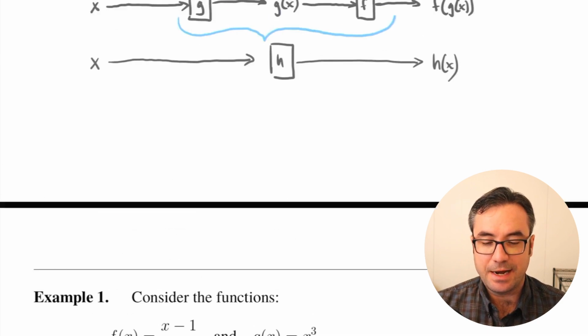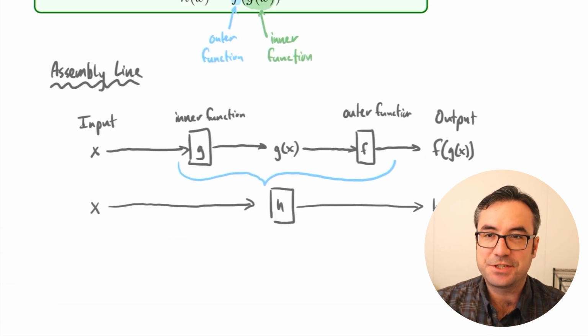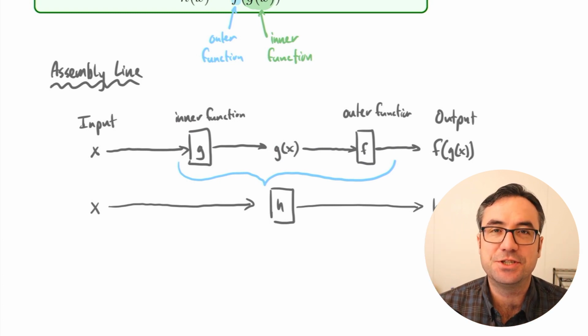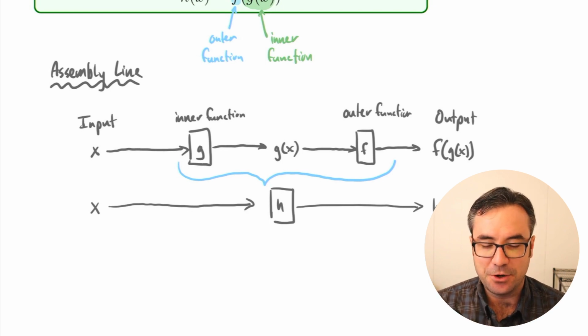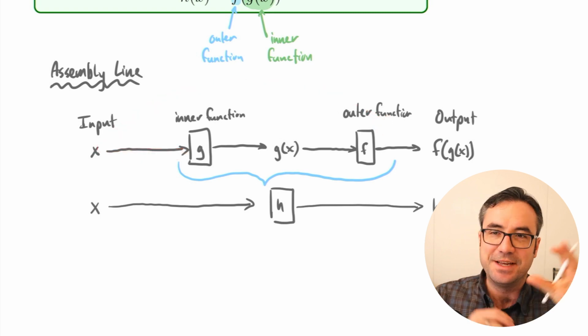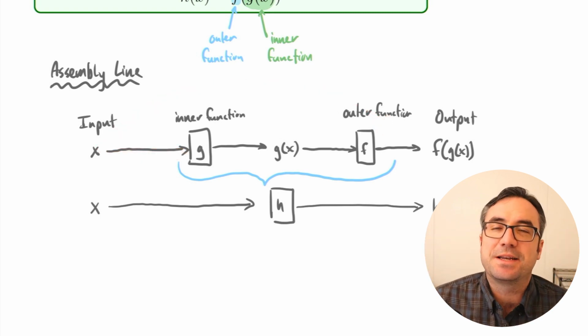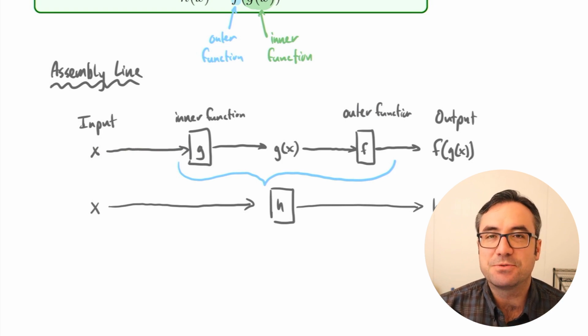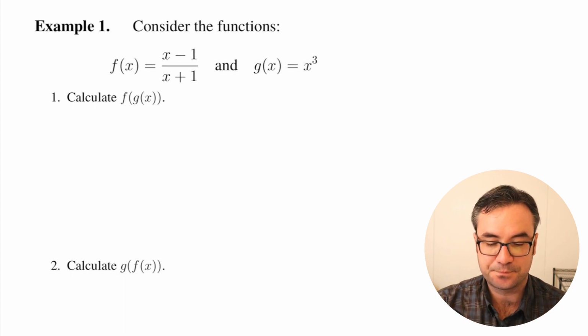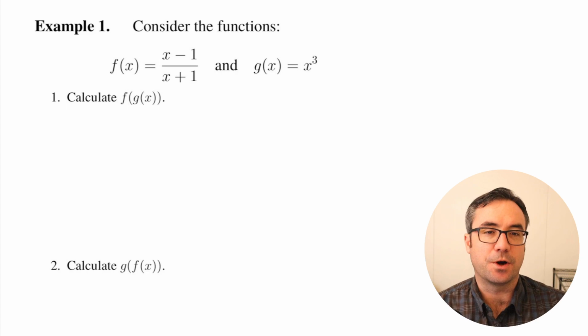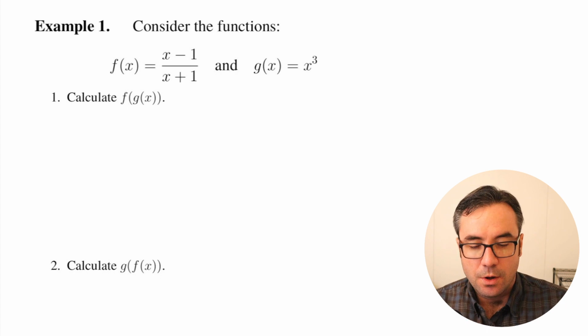Again, if we go back to that assembly line, if you start moving the stations of your assembly line around, you would expect to get a different output. So if instead of going into function g first, we went into function f first and then moved everything around, you would expect a different output. And that's what we're going to see in this example. So let's start with the first one. All right, so let's see how this is going to work. Our inner function here is g of x.